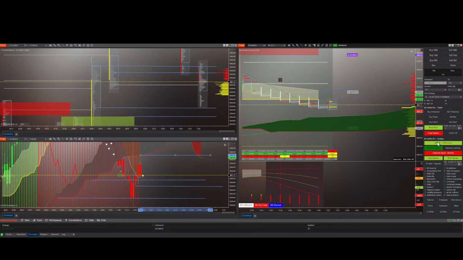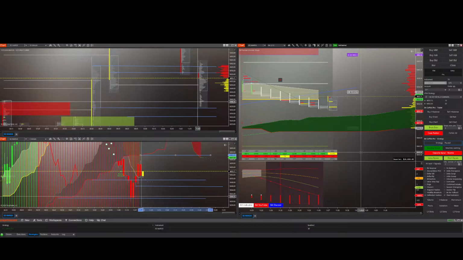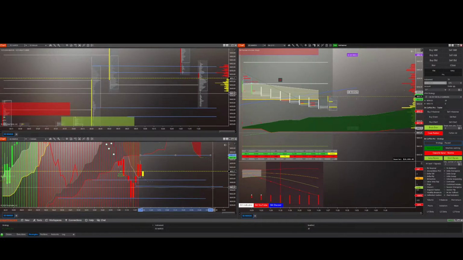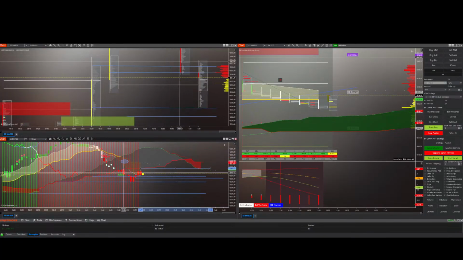I'm going to go ahead and turn this off. I just noticed we're right there at 10,000. I'll pause the strategy. We've lost a lot of our momentum, from our upside to our downside.